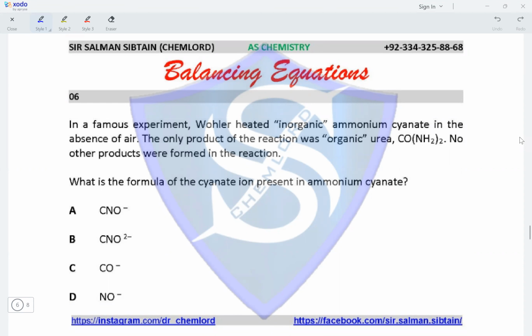So we've got the product as CONH2 twice, and the reactant is an ammonium salt. So if we've got an ammonium salt as the reactant, that would be NH4 positive. Because we've got NH4 positive, we would be needing an anion with a charge of -1. And in order to balance the number of nitrogen and hydrogen atoms, let's total them.